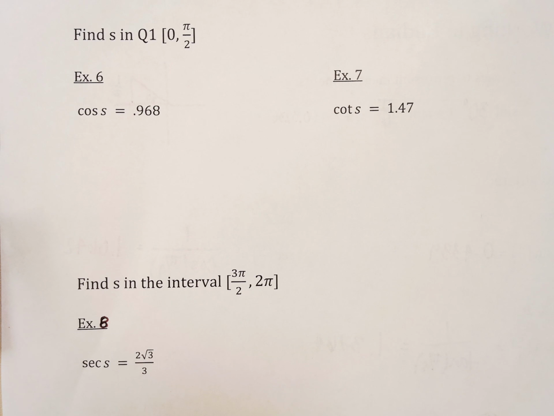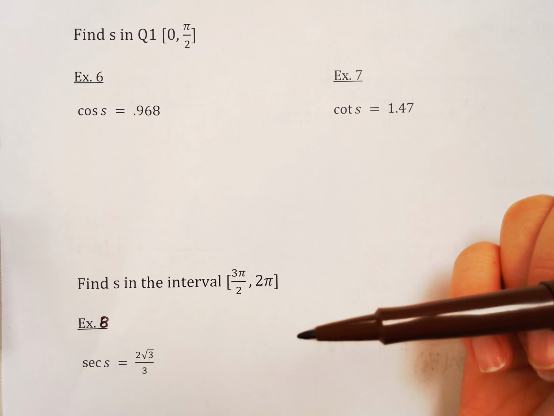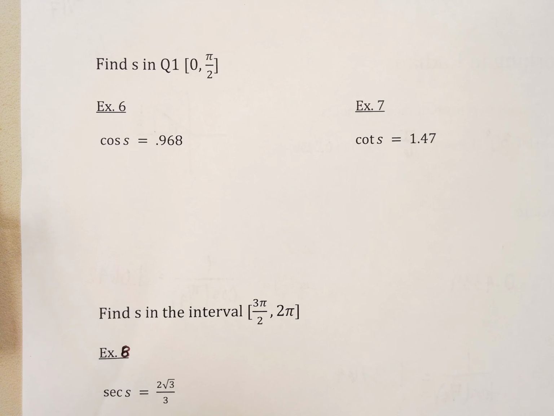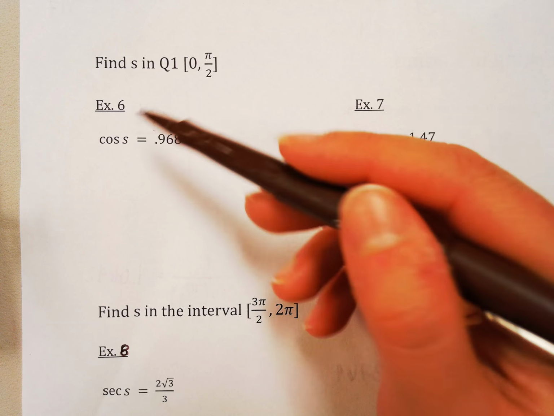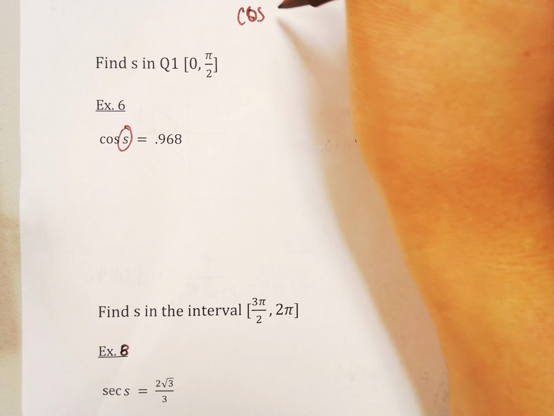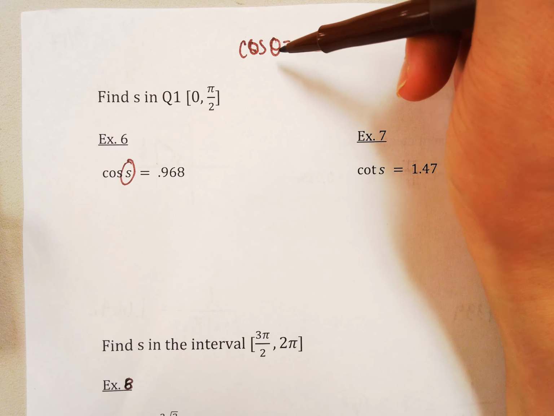So the back part is where we don't actually have a known ratio. So this 0.968 is not like 1/2 or root 3 over 2, right? It's not something that we actually know. So in order to find this measurement, we have to do this into our calculator. Okay, so if I was looking for the cosine of some angle, let's treat it like this. If I was looking at the cosine of theta equals whatever, to solve for my theta value, I would have to take an inverse.